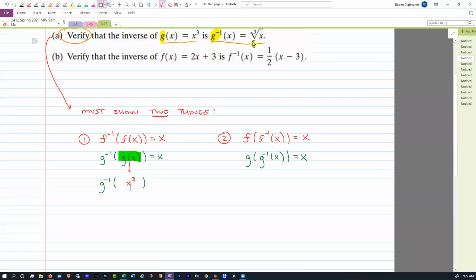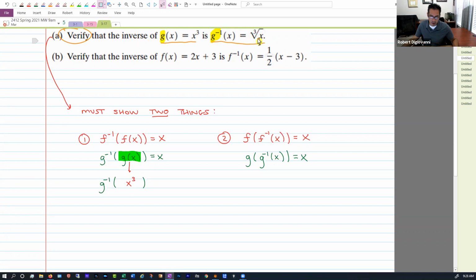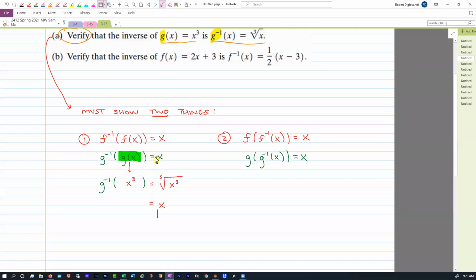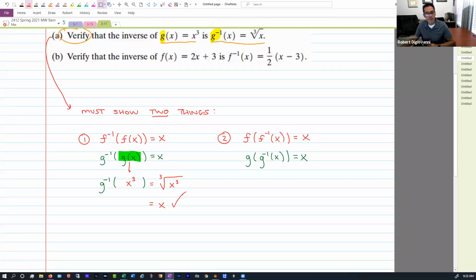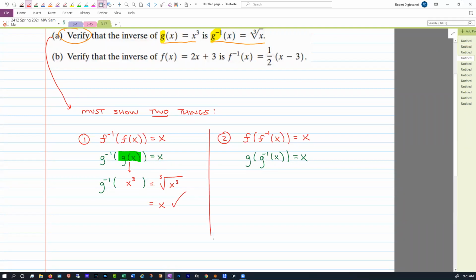Mm-hmm. So all we're going to do is write this down, but instead of putting x here, what are we going to put? What are we plugging in? X cubed, right? So this is equal to the cube root of x cubed. But Karen, what is the cube root of x cubed? X. X, okay? And that is what we were trying to show, isn't it? We were trying to show that when you put g inverse together with g, it will spit out x. And in fact, it does. Karen, does that make sense? Yeah, it does.